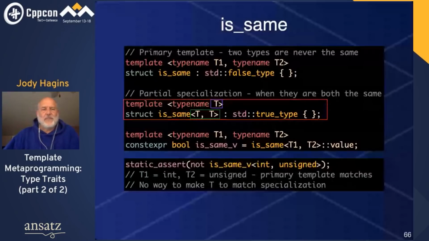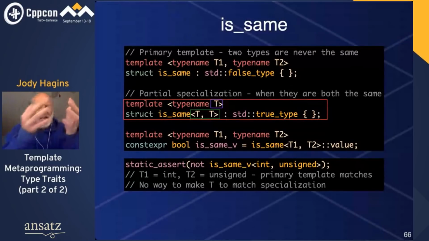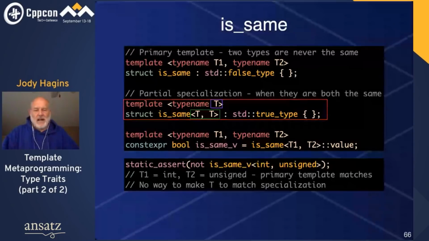So if we call is_same<int, unsigned>, then T1 is going to be int and T2 is going to be unsigned. So the primary template is going to match, with T1 matching to int and T2 matching to unsigned. But there's no way to make the second specialization match. I mean, how can you pass it int and unsigned and make both of them be equal to the T? You can't, because they're different. They both can't be equal to the T. So that one's not going to match.